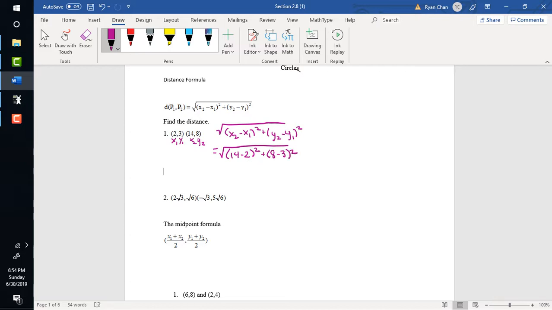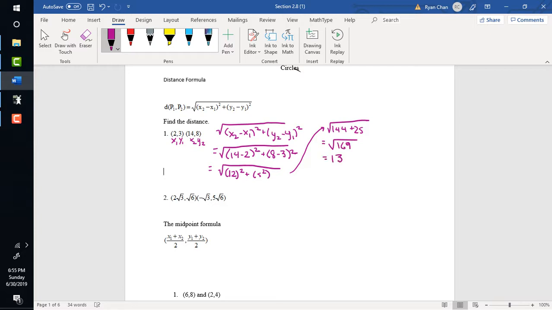Once I plug everything in, make sure you follow order of operations. According to our order of operations, we do parentheses first, so I subtract inside. So I have 12 squared plus 5 squared. Then I do exponents next. So this is the square root of 144 plus 25, which is the square root of 169, and it's equal to 13.